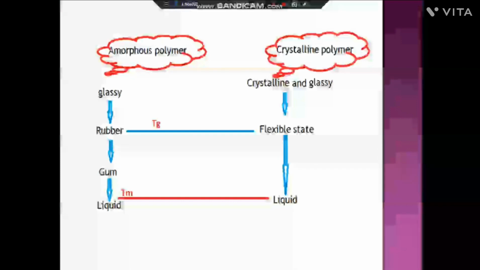So Tg here represents the glass transition temperature at which a slight movement occurs. And Tm means melting point at which a phase transition occurs. All these glassy, rubber and gum states are solid forms only. The temperature at which it turns to a liquid state is known as the melting point.